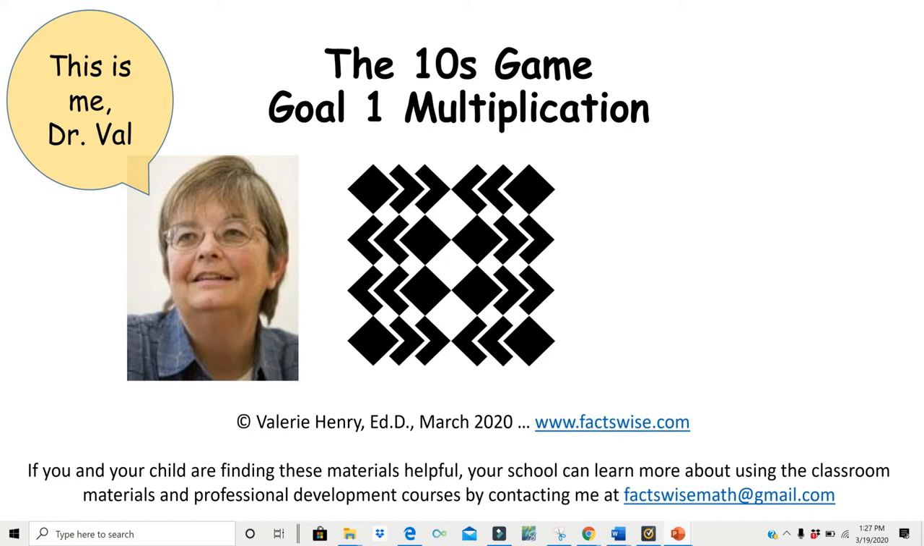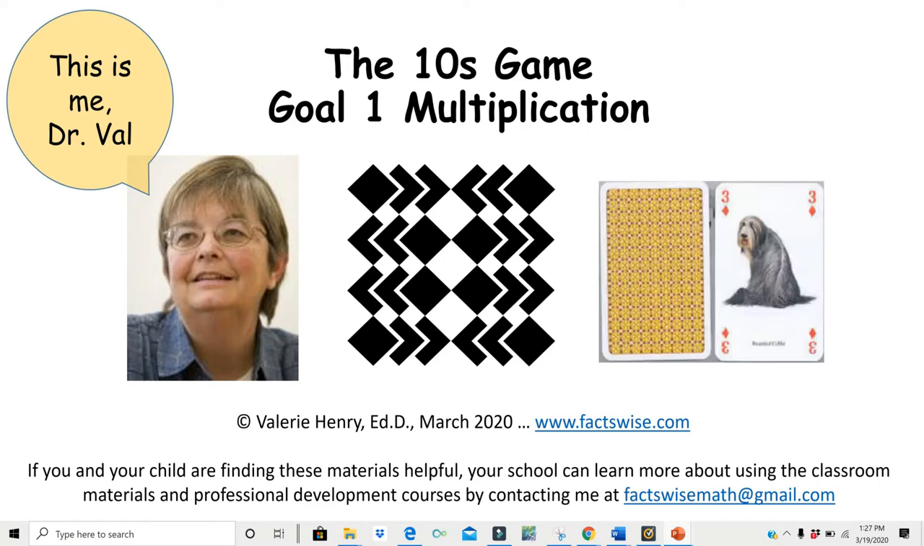Today we're going to be taking a look at how to play the tens multiplication game. To play this game, we're going to be using a deck of cards. You can either use a deck of cards that you have somewhere around your house, or you can make your own using the materials for Family FactsWise resources that are located in the box below this video.